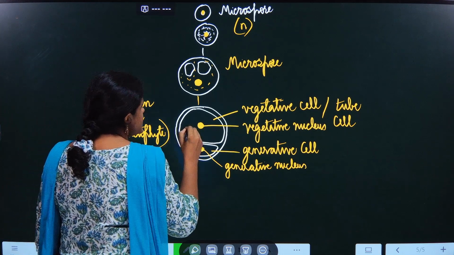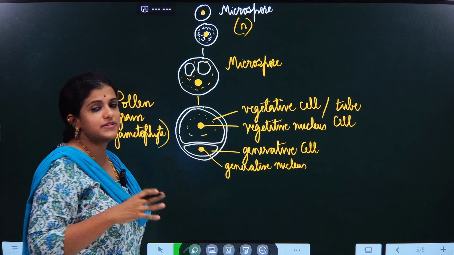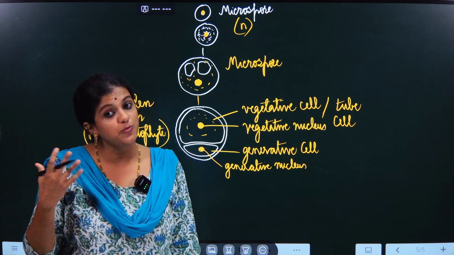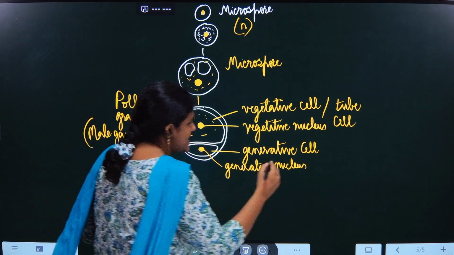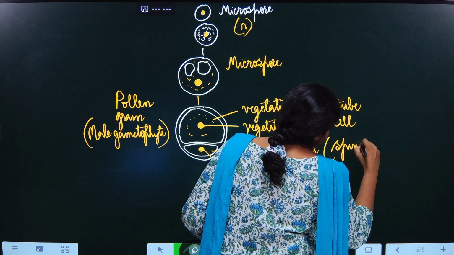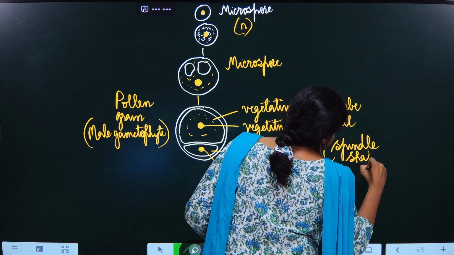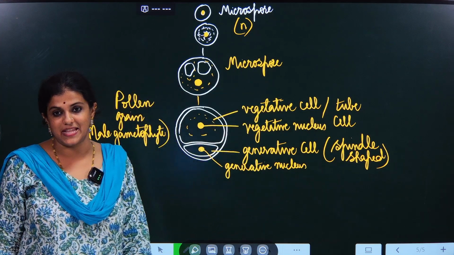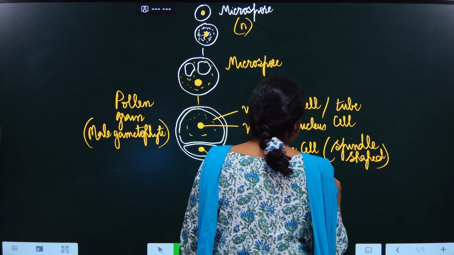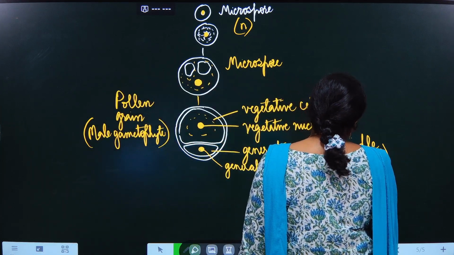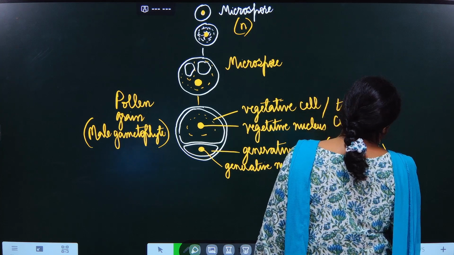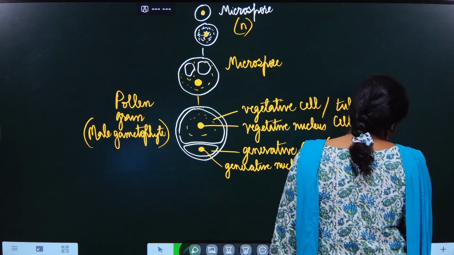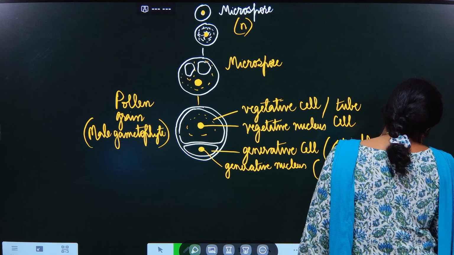This vegetative cell has a lot of reserve food material and vacuoles also, because it has to develop into the pollen tube later. And this generative cell is spindle shaped, and it is suspended in the cytoplasm of the vegetative cell. This also you have to remember.